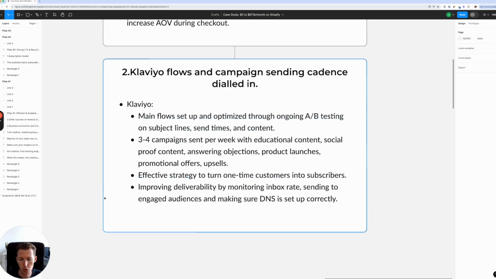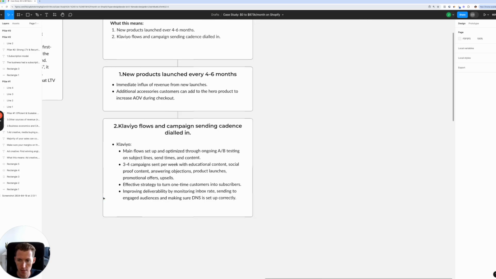And then lastly is improving deliverability by monitoring inbox rate, sending to engaged audiences, and making sure the DNS is set up correctly. So deliverability is key. If your deliverability is not dialed in, it doesn't really matter how many emails you send and what the content is. And this is an ongoing process. It's not a one and done. You need to be monitoring deliverability and have some tools that are going to help you do that. So that is that for Klaviyo.